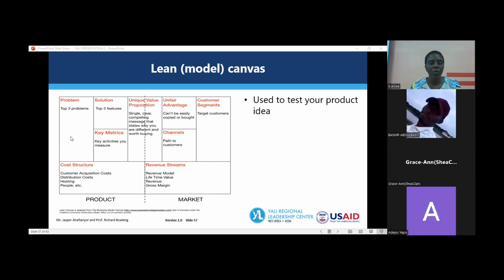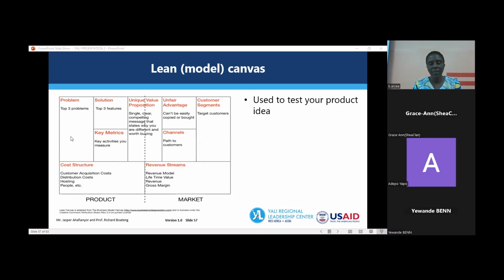Okay, so again, back to Grace's work, her business. She would have started with 3 top problems that she thought. I remember her saying last week that one of her challenges was that her skin was very sensitive and that her parents could not find the right moisturizer for her. So Grace, let me stay with you for a moment. What would be the 3 problems you identified before you came up with your product? If you have only 2, that's fine.